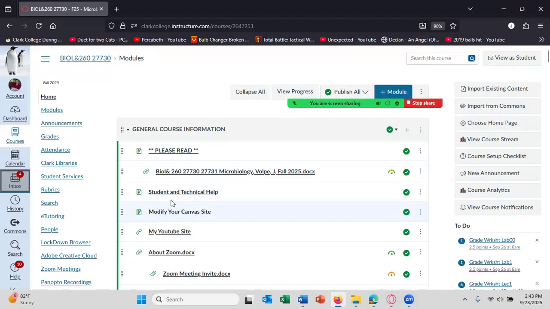There's a link to modifying your Canvas website so that you'll get notifications when I change the website or something like that.